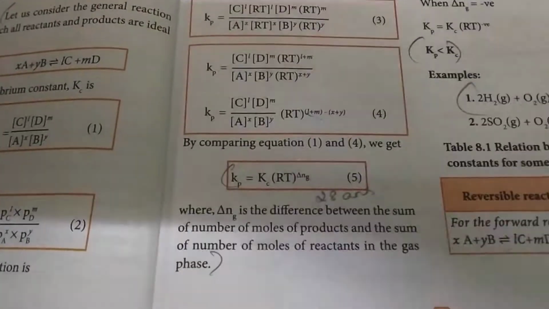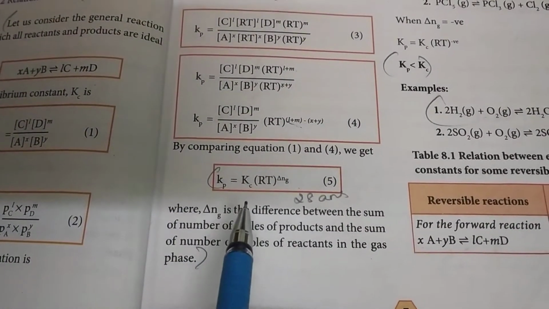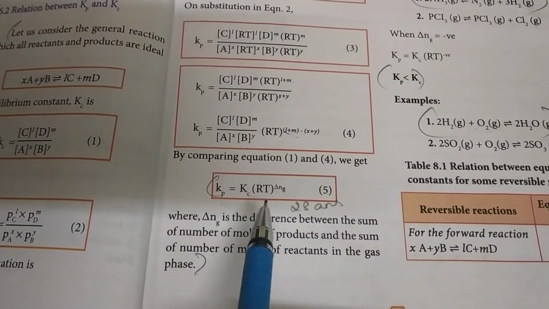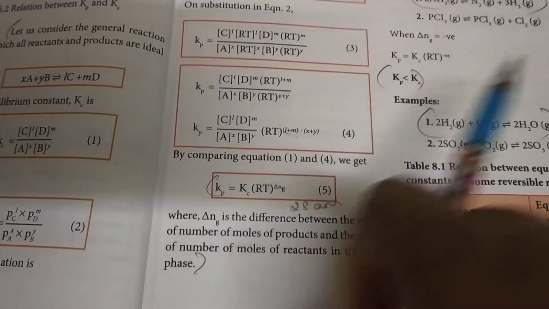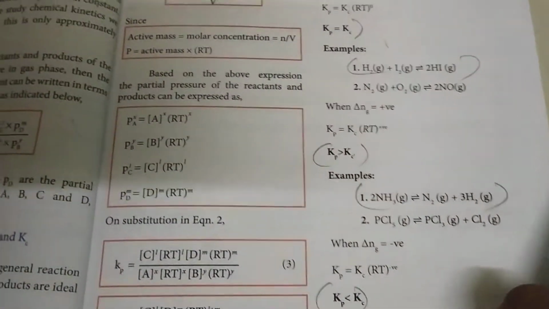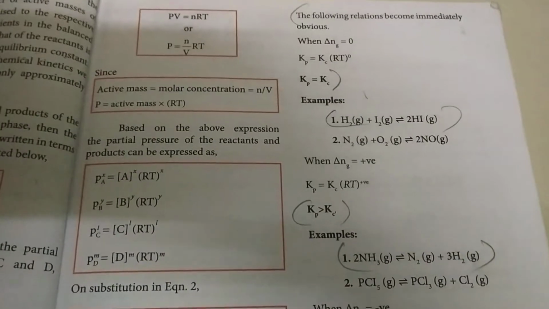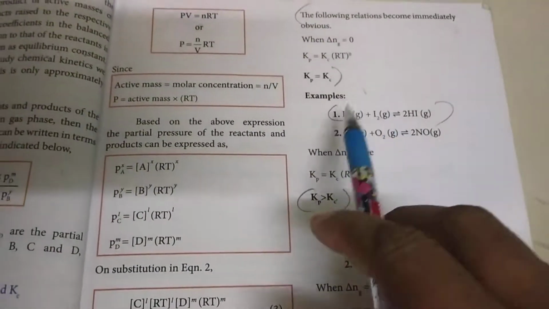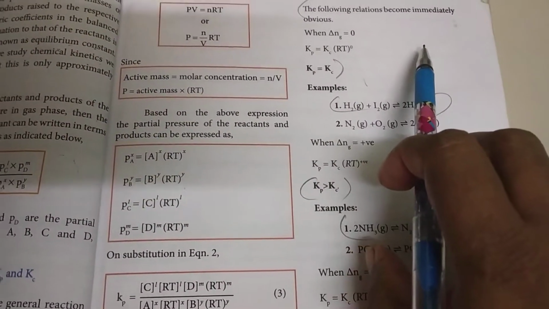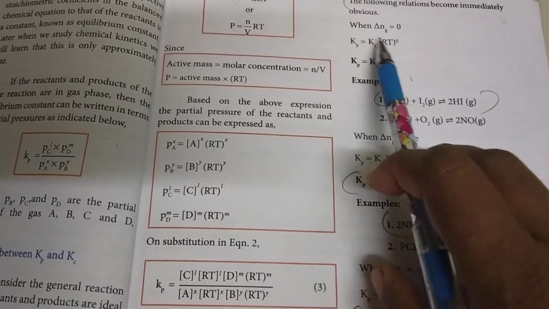Kc is known as the equilibrium constant in terms of concentration. R is the gas constant and T is the temperature. Is it clear for you students? Now we are going to verify the 3 cases. So 3 cases we are going to learn, that is related to delta Ng.